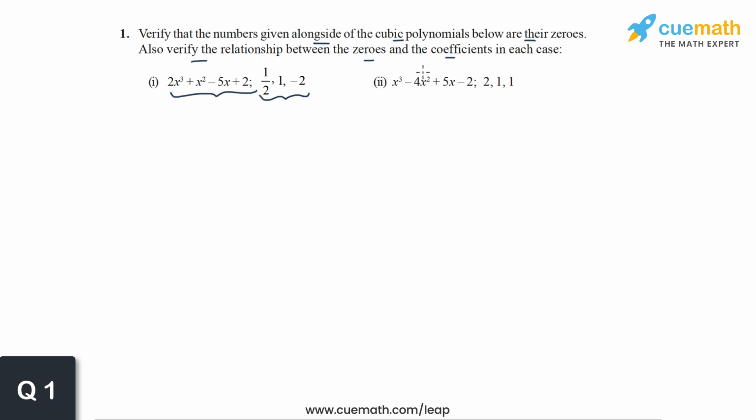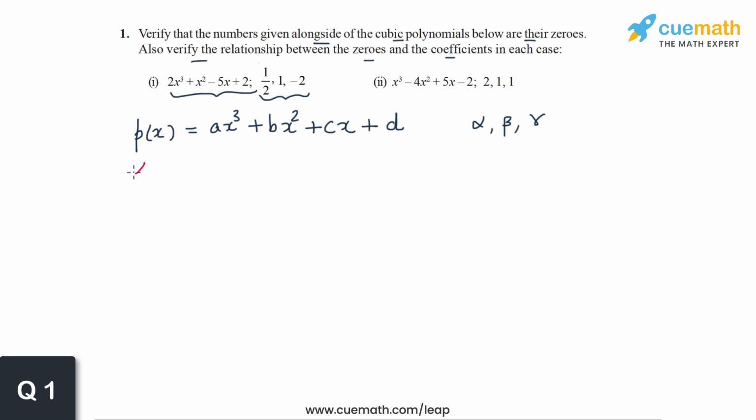So what is the relationship between the zeros and the coefficients for a cubic polynomial? Let's write that. So if p(x) is a cubic polynomial, ax cube plus bx square plus cx plus d, and let's say that the zeros of p(x) are alpha, beta and gamma, which means that p of alpha, p of beta and p of gamma will be 0.